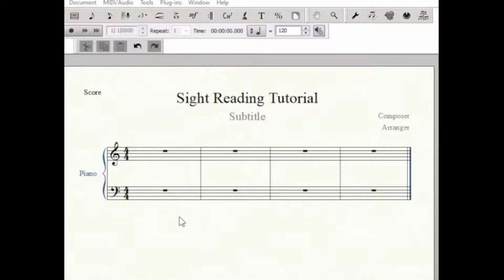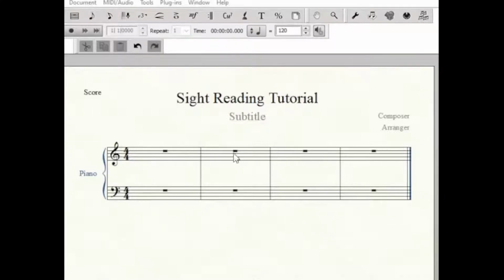Well, notation or sheet music is a graphic representation of what we're hearing when we listen to music, much like the written language is a graphic representation of what we're hearing when we speak to each other. So these are the elements of what we see on sheet music.